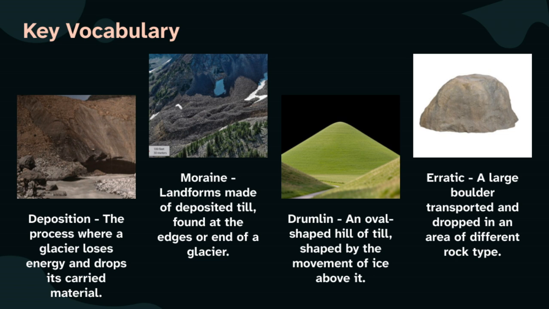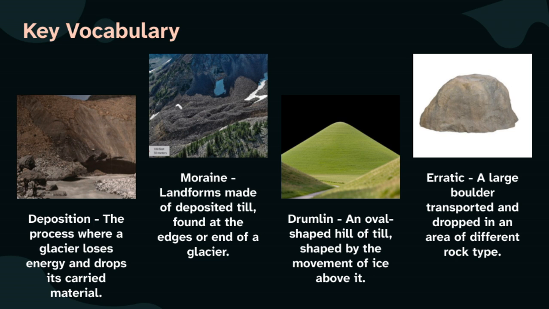The third word is drumlin. A drumlin is an oval-shaped hill made of till. Drumlins are shaped by the movement of ice above them. The fourth word is erratic. An erratic is a large boulder that has been transported by a glacier and dropped in an area of different rock type. These words are important because they help us move from simple description to proper geographical explanation.